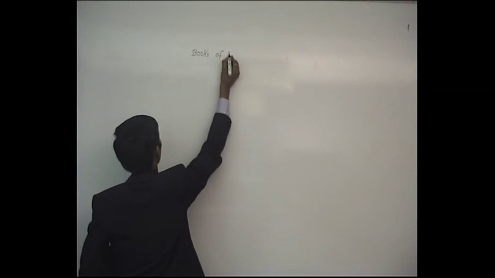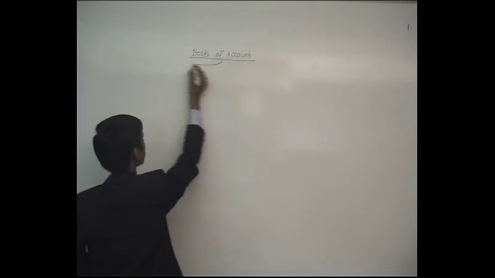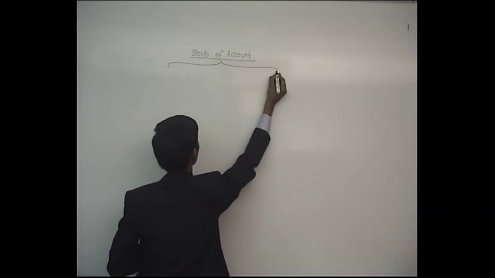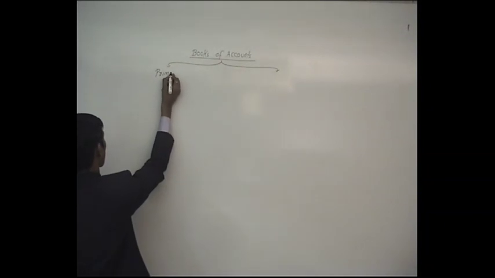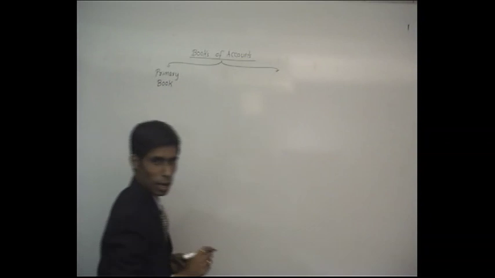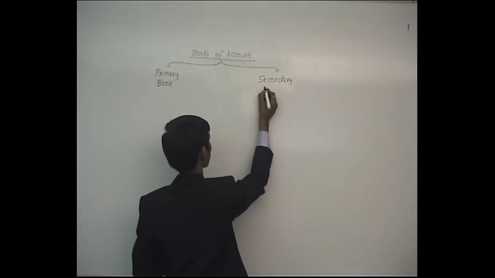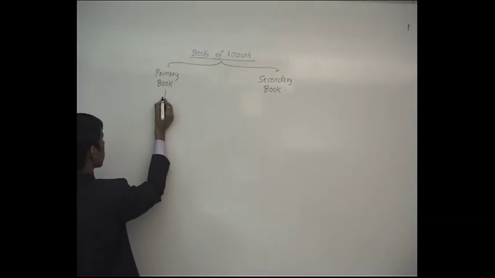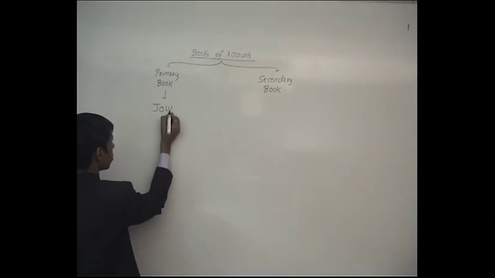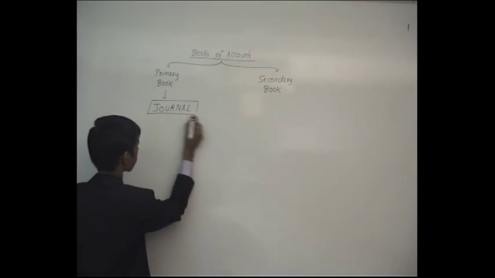Books of accounts are divided into two parts. First one is known as primary book and second one is a secondary book. And when I am talking about primary book, I am talking about our chapter that is journal. This is our new chapter, journal.